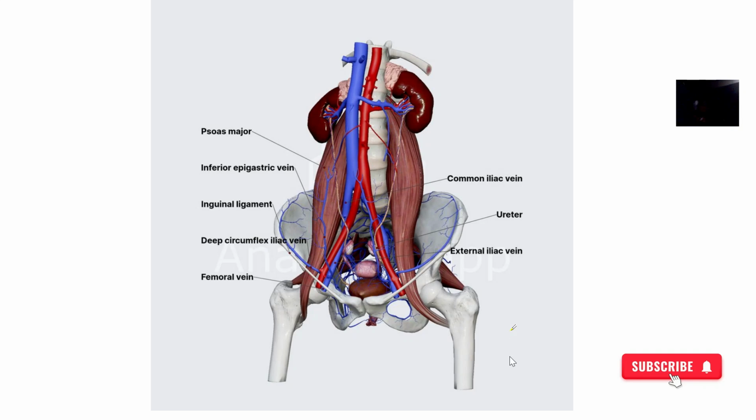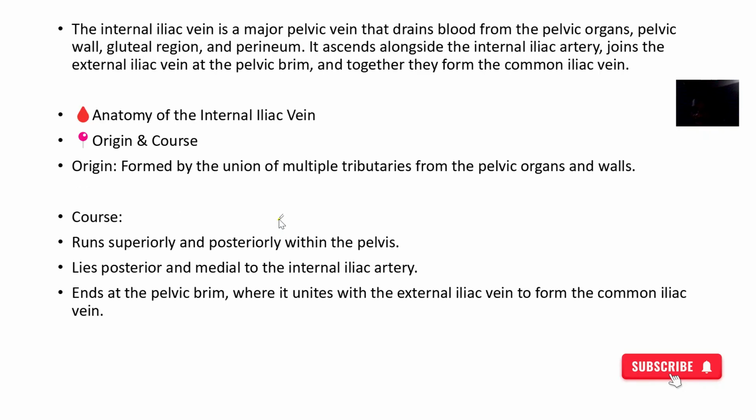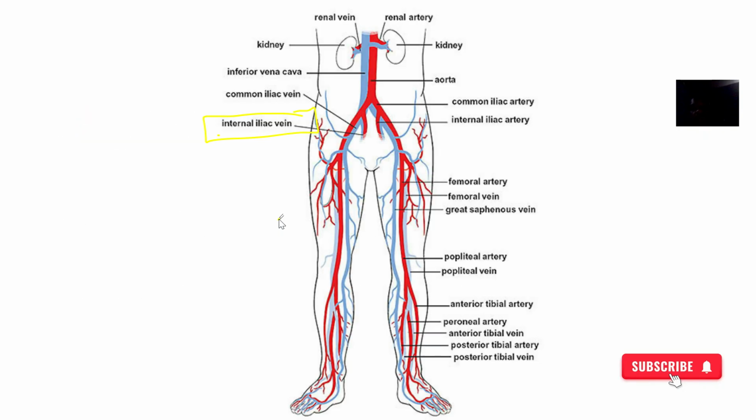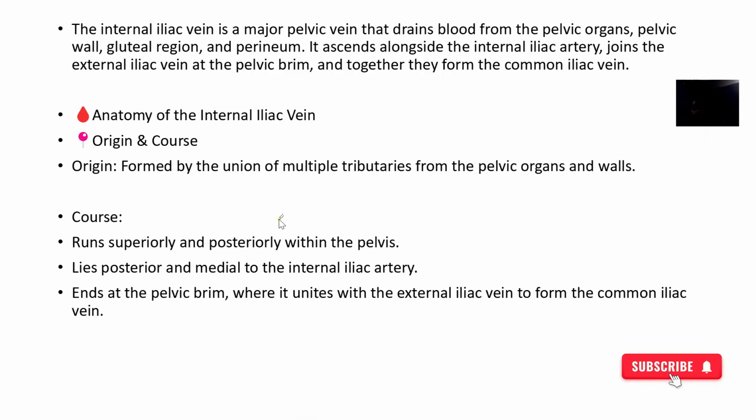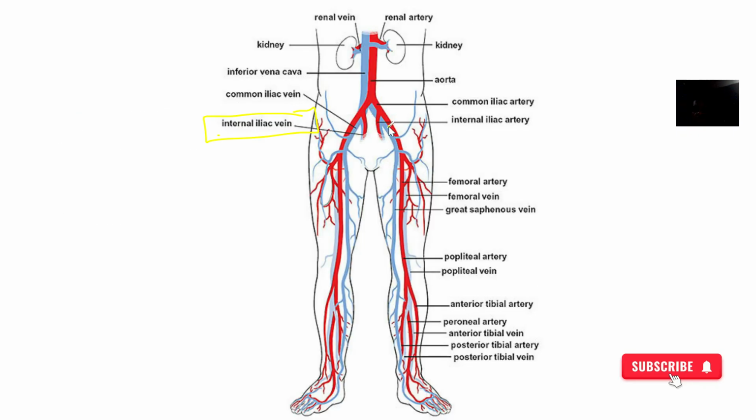Well, the internal iliac vein is not here, it's just that it's within this, it's just not labeled, but you can work with this. Okay, so internal iliac vein, just so you know, is a major pelvic vein, and it drains blood from the pelvic organs, the pelvic wall, the gluteal region, the perineum, and it ascends alongside the internal iliac artery, and it joins the external iliac vein at the pelvic brim.